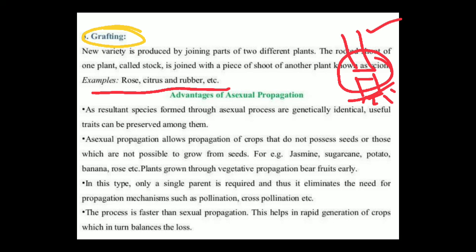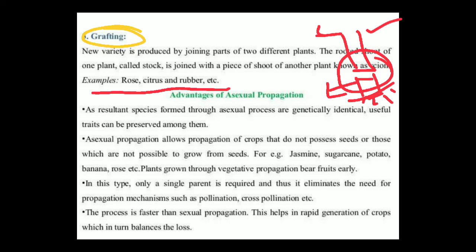How? If suppose this particular stalk part bears red rose and this particular scion part bears yellow rose, when these two joins to form a new plant, you will see that a hybrid variety of a mixture of color is produced. Okay. Now we will move further and we will study what are the different advantages of asexual propagation.